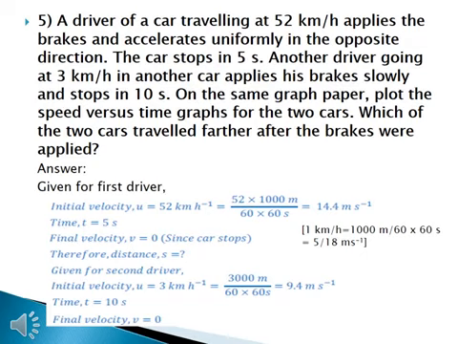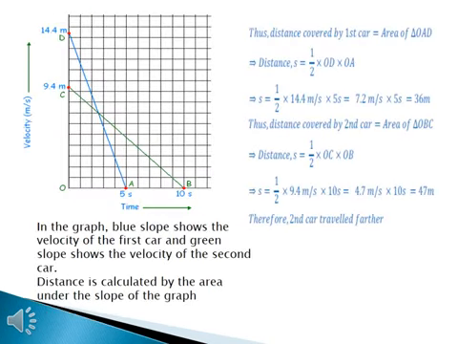Here the time taken t is equal to 10 seconds and its final velocity v is equal to 0 since the car also stops. In the graph, the blue slope shows the velocity of the first car and the green slope shows the velocity of the second car.